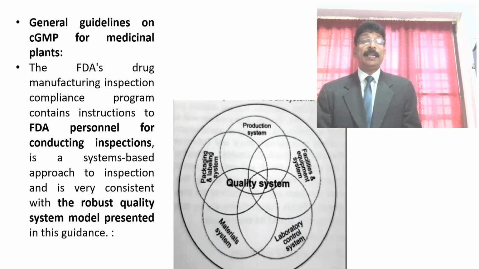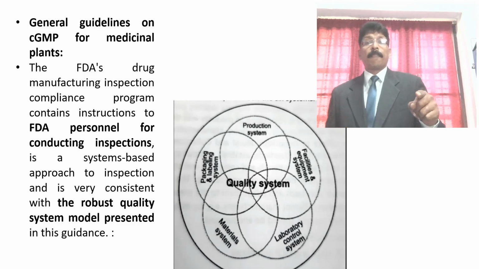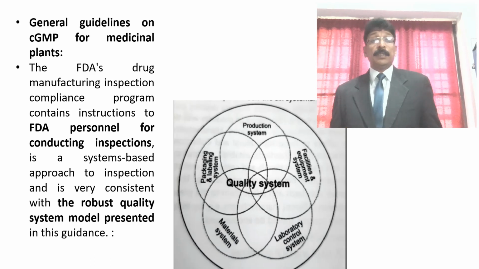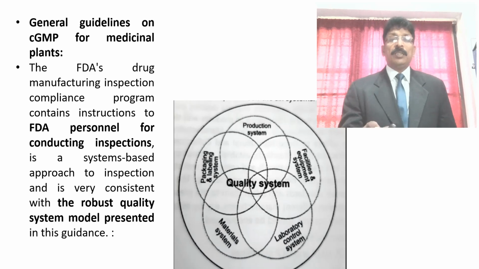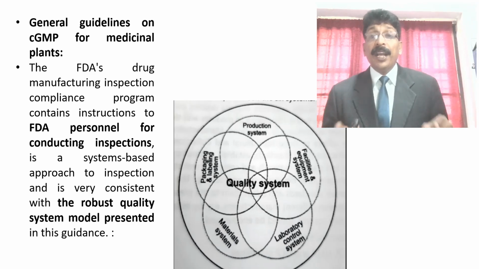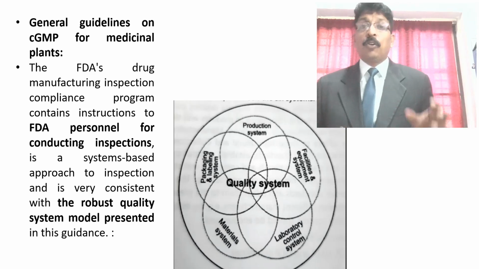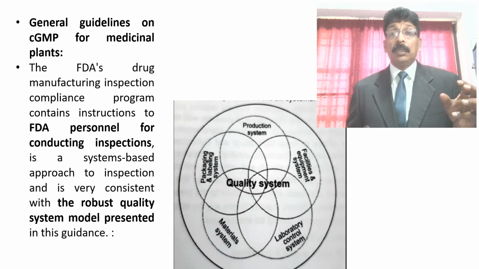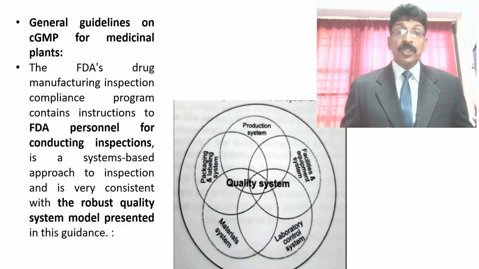You can say the FDA drug manufacturing inspection compliance program contains instructions to Food and Drug Administration personnel for conducting inspections. It is a system-based approach to inspection and is very consistent with the robust, very strong, reliable, acceptable quality system model present in this guidance.